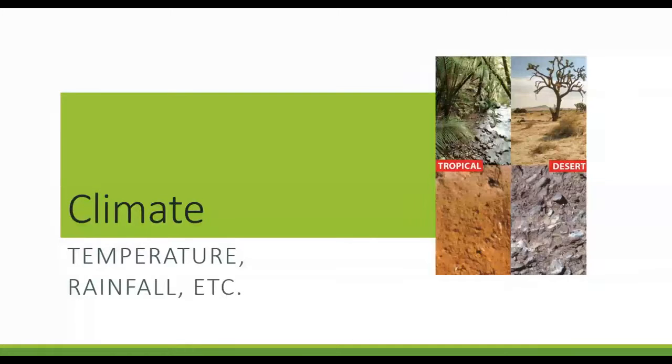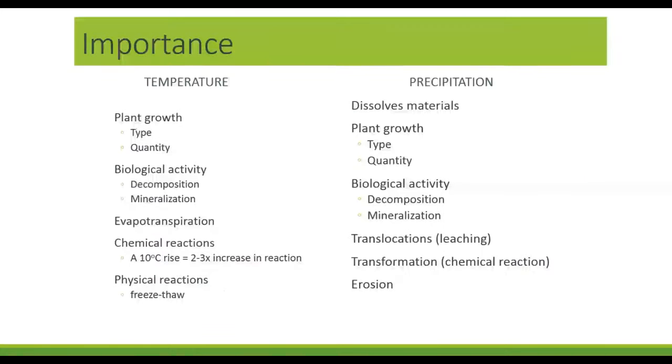Temperature and rainfall has an effect everywhere. Think of it in terms of what temperature can do. It relates to plant growth, the biology, the evapotranspiration, which is the evaporation of water as well as the water moving through the plants and out through the plants. Chemical reactions speed up as temperature speeds up. There are physical reactions, freeze, thaw. Precipitation, as Clay talked about, brings stuff in, dissolves material. Plants grow different depending on the amount of precipitation, so the microbiology, the bacteria grow different. And there's translocations, transformations, and erosion, all related to precipitation.